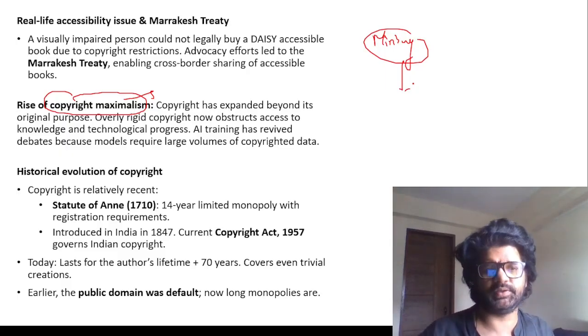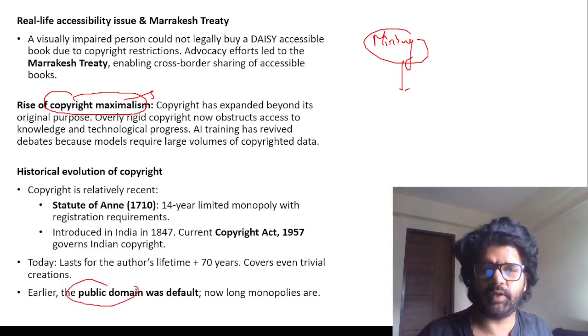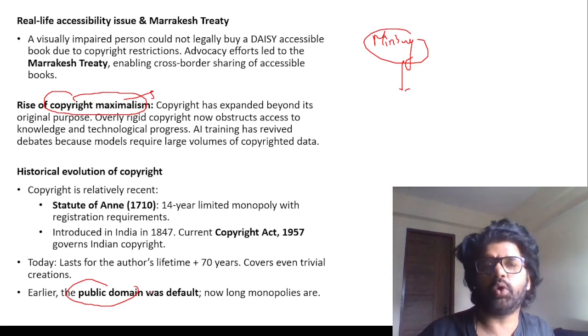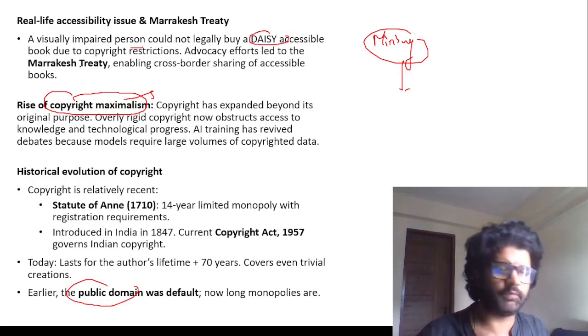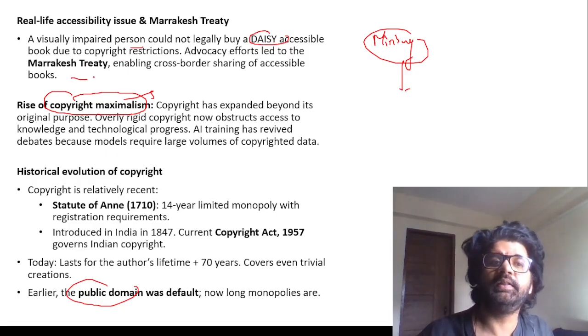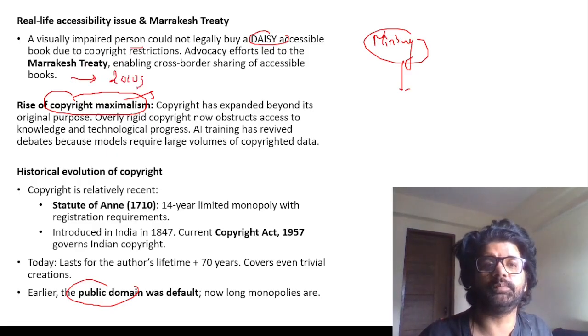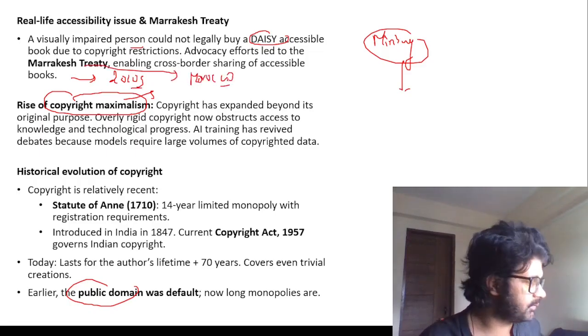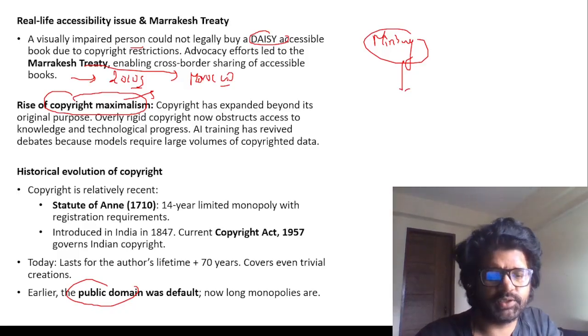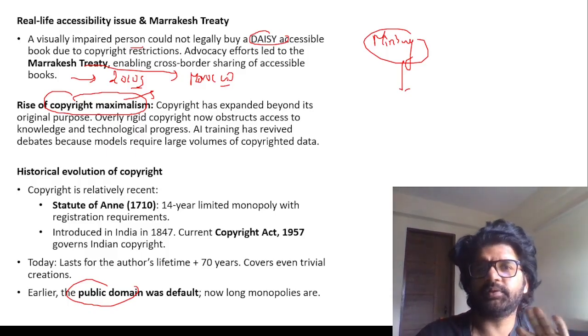Everywhere copyright is there. Earlier, public domain was the default. Everything was in the public domain. Now, there are long monopolies. A visually impaired person could not buy a DAISY accessible book, which is meant for visually impaired persons, because it was copyrighted. Then came the Marrakesh Treaty in the 2010s, in Marrakesh, Morocco, which enabled visually impaired people to access these materials, so that copyright restrictions do not hamper them.